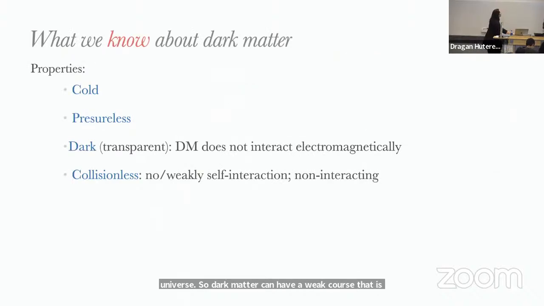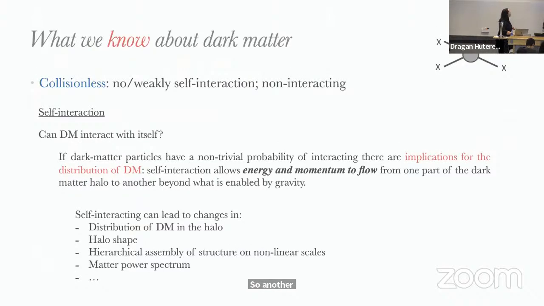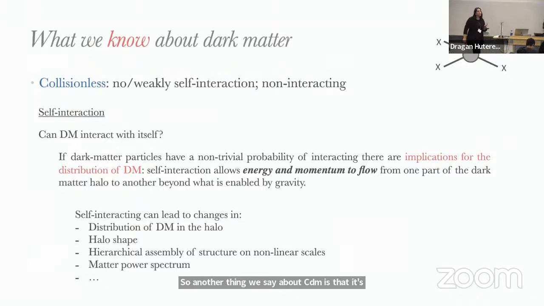So another thing we say about CDM is that it's collisionless. So what does this mean, or what is the bound on how much self-interaction dark matter can have? Self-interaction means that dark matter interacts with itself. Here, very pictorially shown in this diagram. Can I have a model where dark matter interacts gravitationally and with itself? So every time a dark matter particle sees another dark matter particle, it is going to interact somehow.